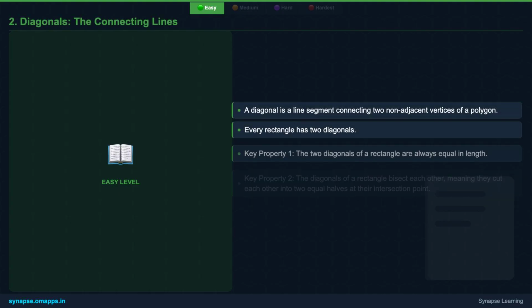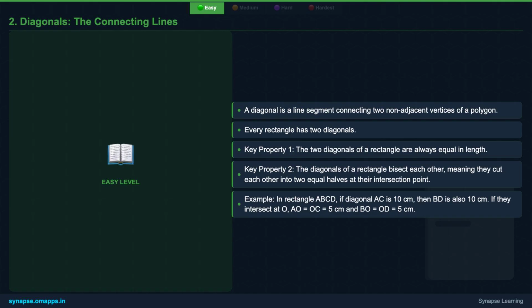Now, let's talk about diagonals. A diagonal is a line segment that connects two opposite corners or non-adjacent vertices of any polygon. Every rectangle has exactly two diagonals. And here's where the magic happens. First, these two diagonals are always equal in length. No matter the size of the rectangle, its diagonals will measure the same. Second, these diagonals always bisect each other. This means they cut each other into two perfectly equal halves right at their point of intersection. These two properties are fundamental to how rectangles behave and are used.